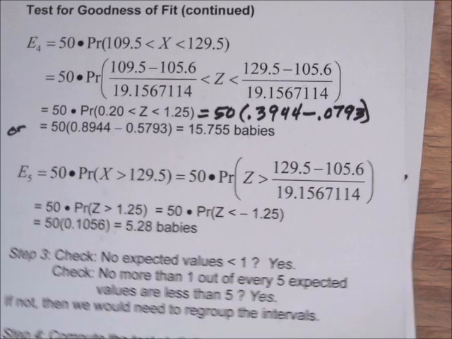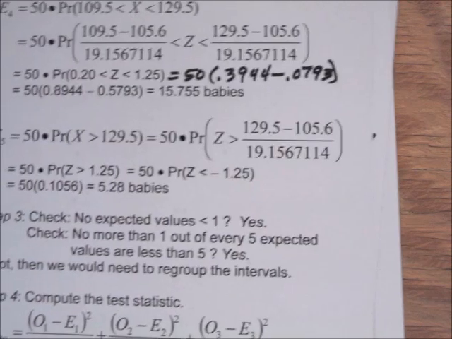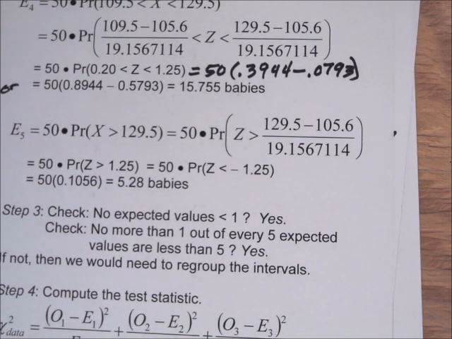The last expected value, probability z is greater than 129.5. So make it into a z-score, subtract the mean, and this would be 0.5 minus the number from the z-table, and multiply by 50, you get 5.28 babies.